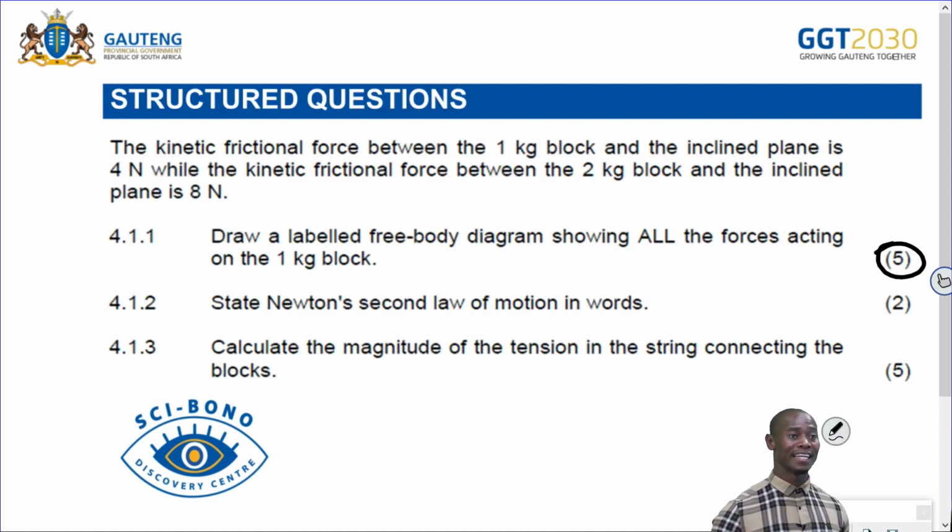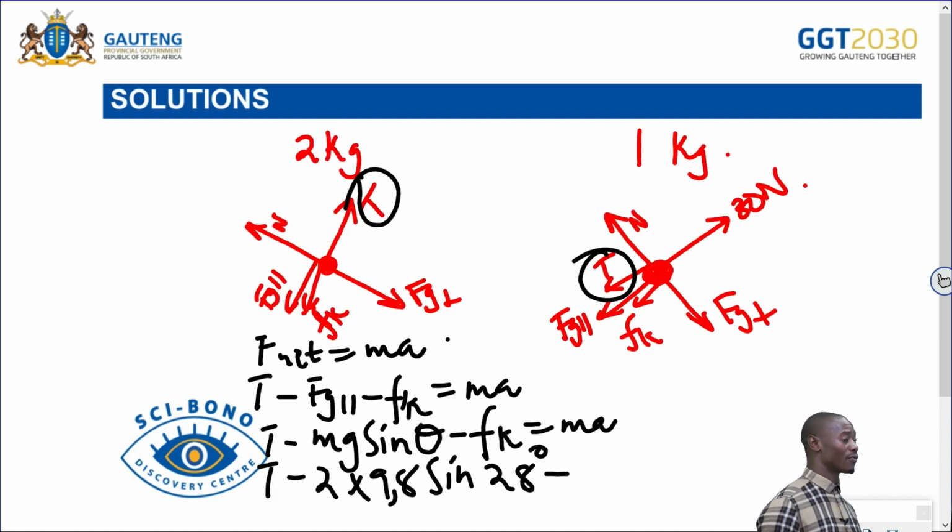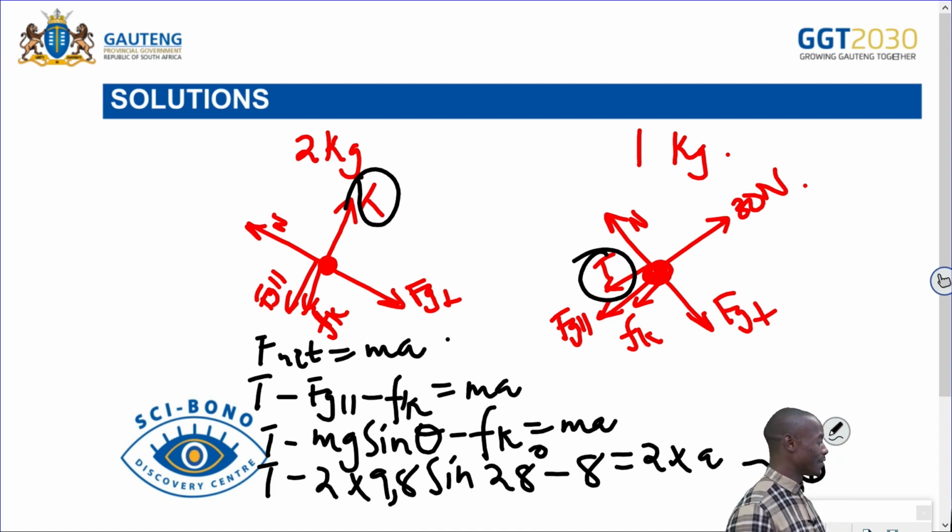FK, let's read again. The kinetic frictional force between the 1 kilogram block and the inclined plane is 4. But between the 2 kilogram block and the incline is 8. So we are dealing with the 2 kilogram. So it will be 8 equals to the mass of this one, which is 2, multiplied by A. This is my equation number 1. Alright, so you're done with your 2 kilogram.